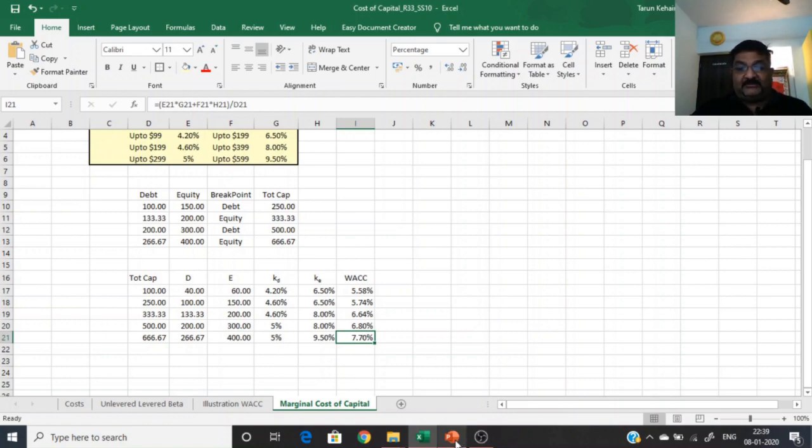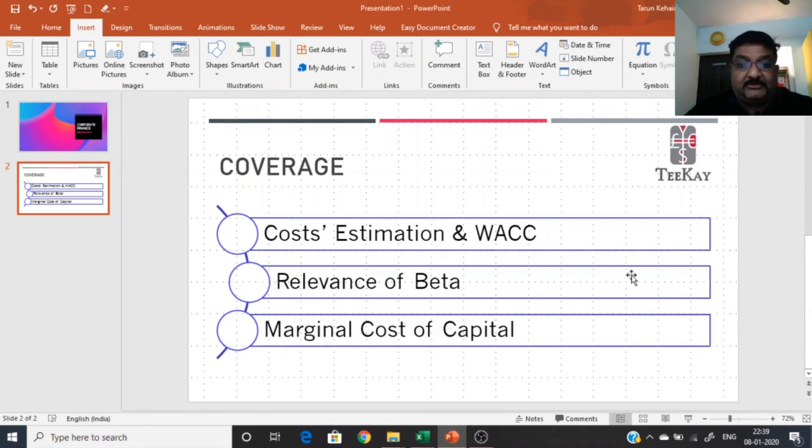So now if you go back to the slide which talks about the coverage, we have covered the estimation of cost using all the models for all the sources of funds, which is debt, equity and preference. We have covered the weighted average cost of capital, we have covered the relevance of beta, and we have covered the marginal cost of capital. With this, we complete reading number 33, study session number 10 for CFA level 1 students under the topic corporate finance, subtopic cost of capital.